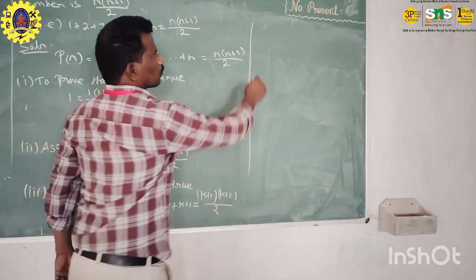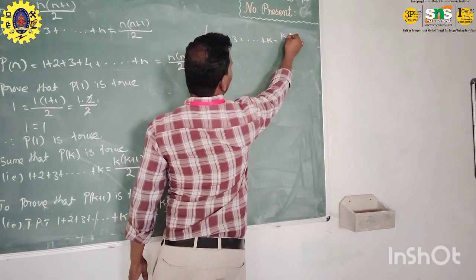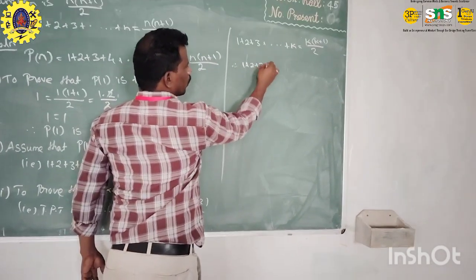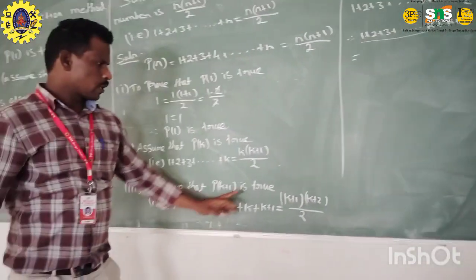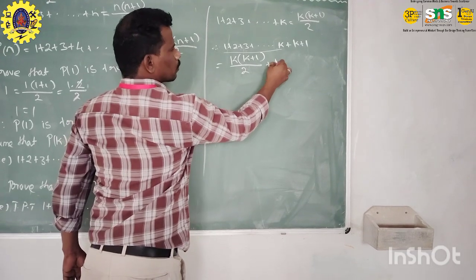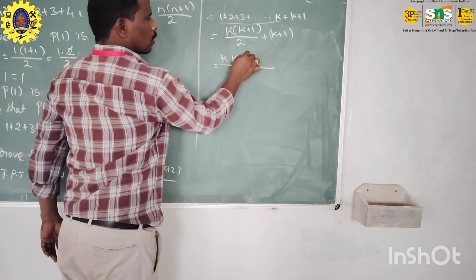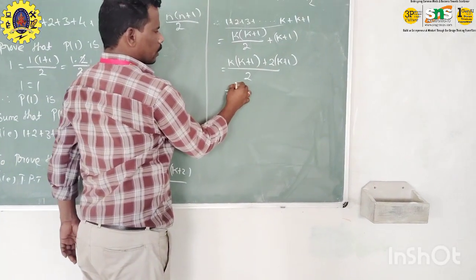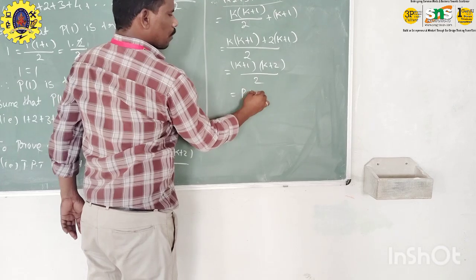Already we know that 1 plus 2 plus 3 plus up to k is k into k plus 1 by 2. Therefore 1 plus 2 plus 3 up to k plus k plus 1 equals, since we already assumed up to k is k into k plus 1 by 2, k into k plus 1 by 2 plus k plus 1. Take the LCM: k into k plus 1 plus 2 into k plus 1, over 2. Take k plus 1 common outside, we get k plus 1 into k plus 2 by 2. This is nothing but P of k plus 1.